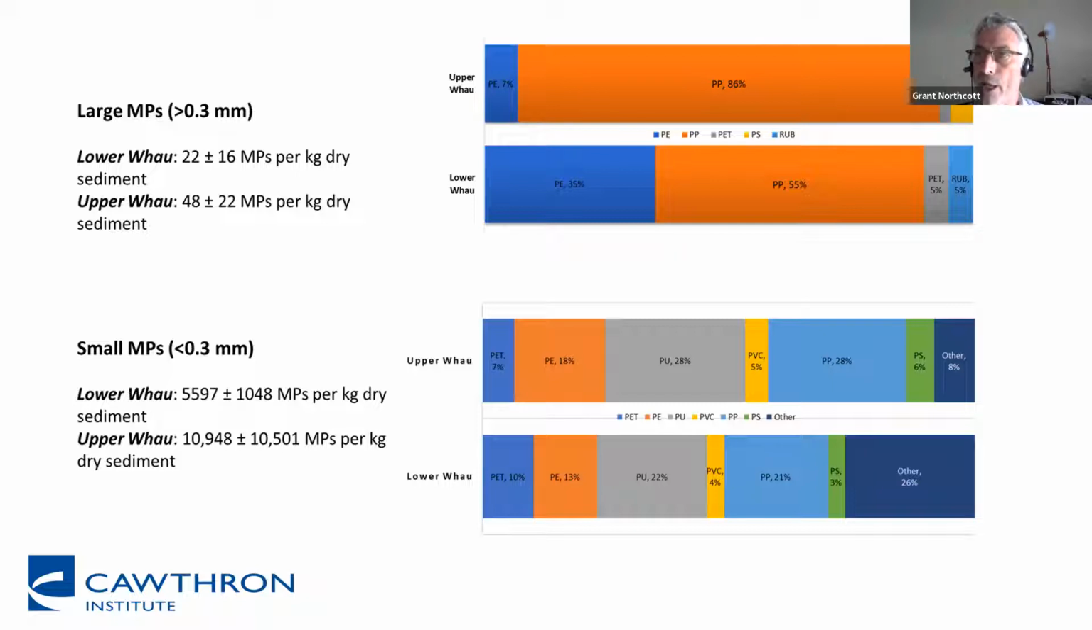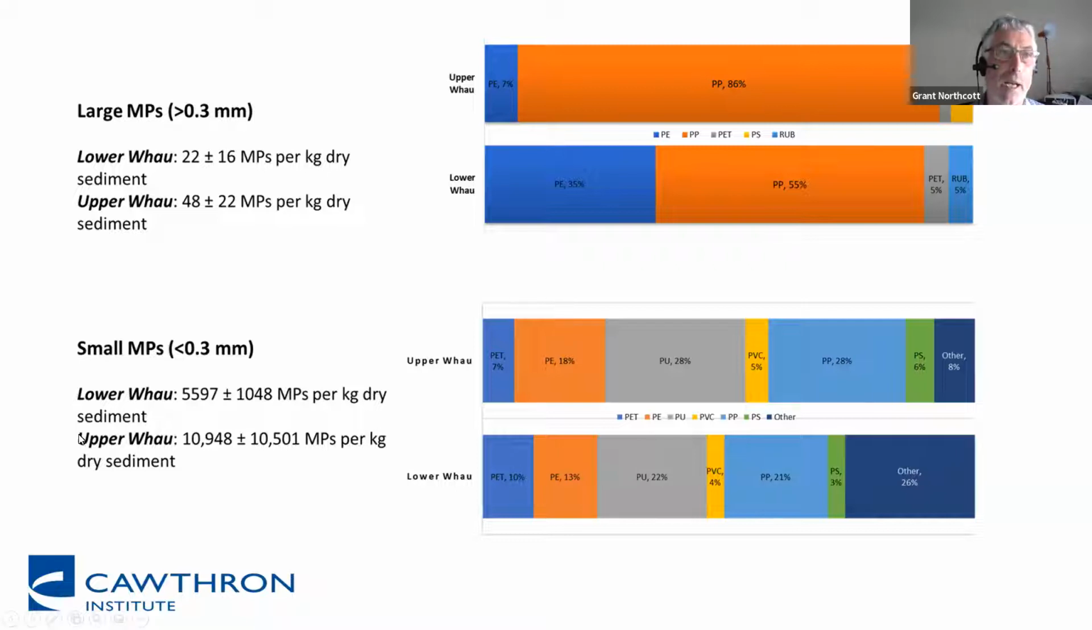So again, that's probably why we're seeing polyurethane dominate in the small size fraction, because it's little bits of wear and tear and abrasion on all those coatings, and those little particles will be moved with stormwater into the Whau.